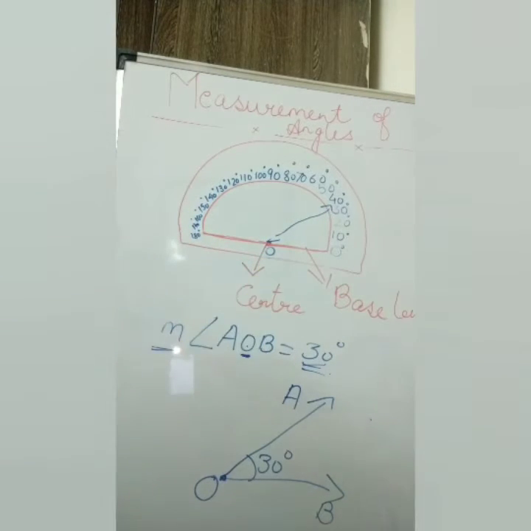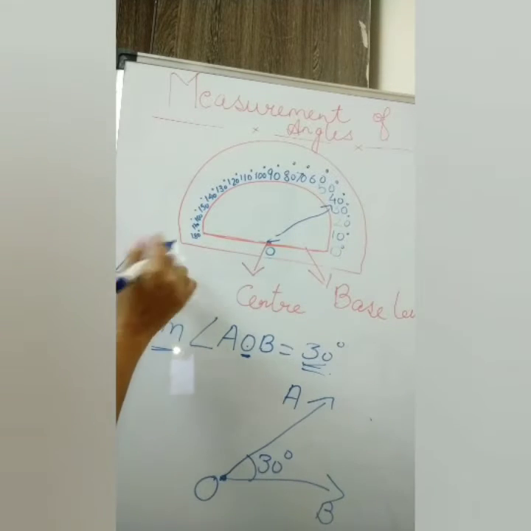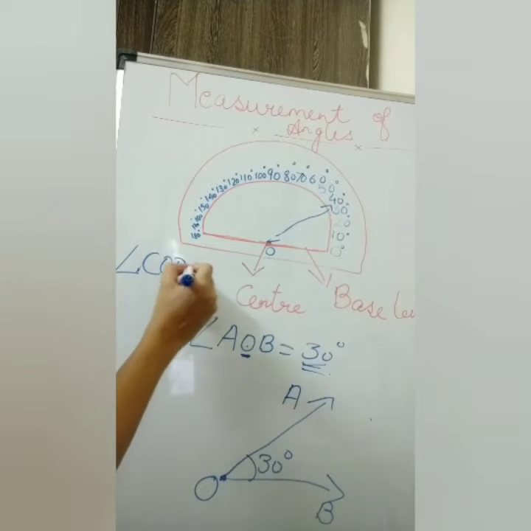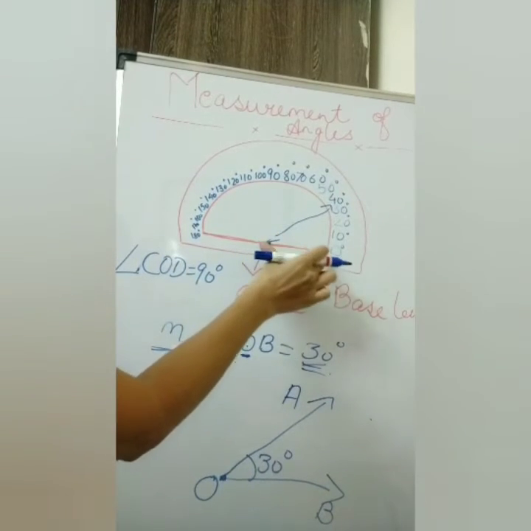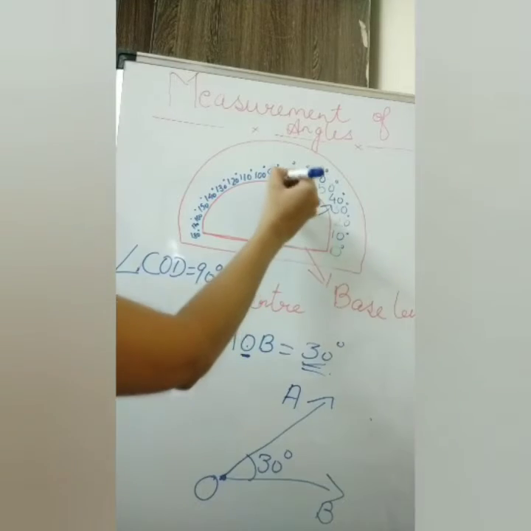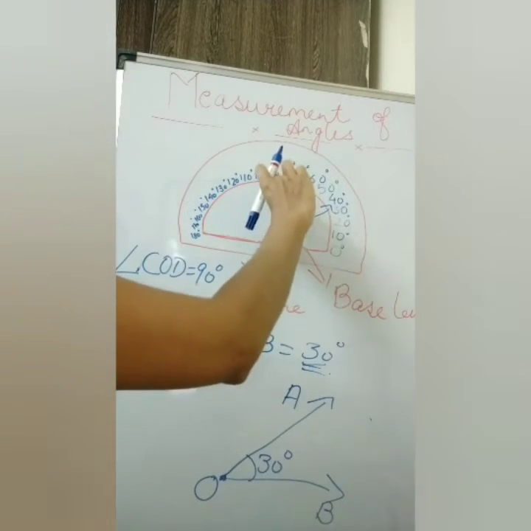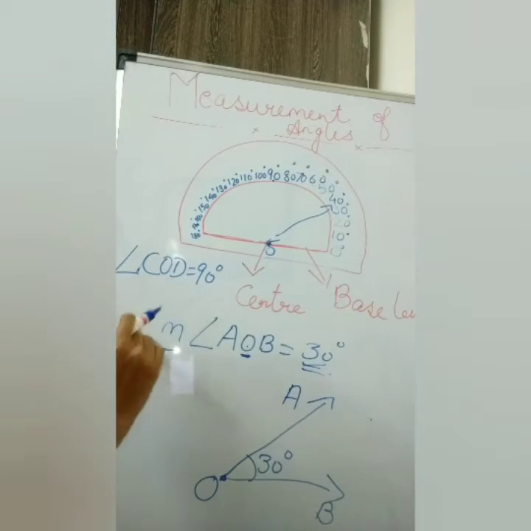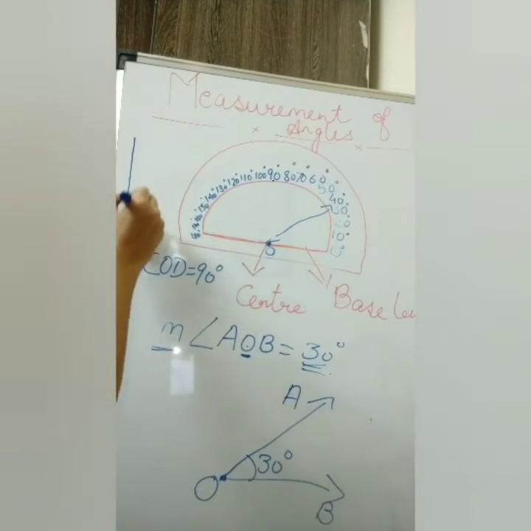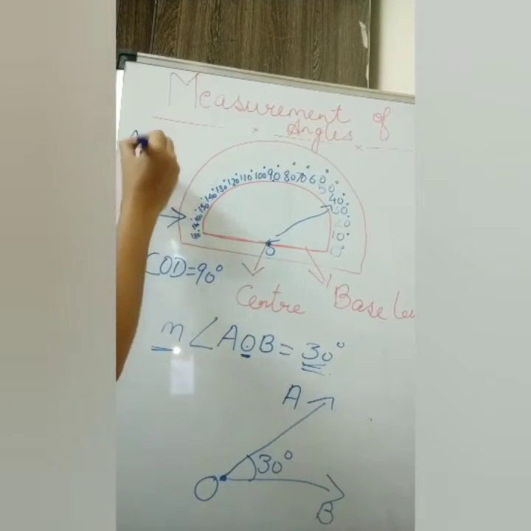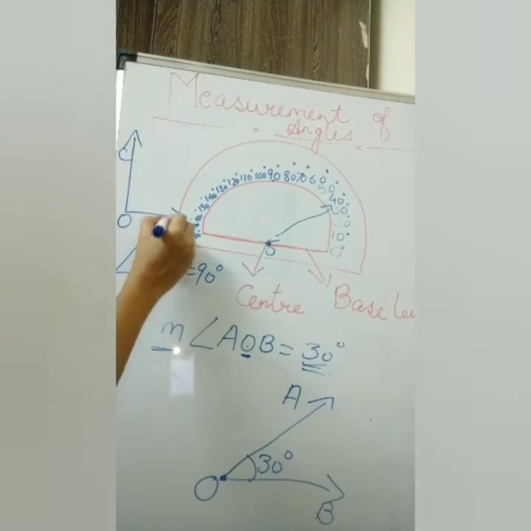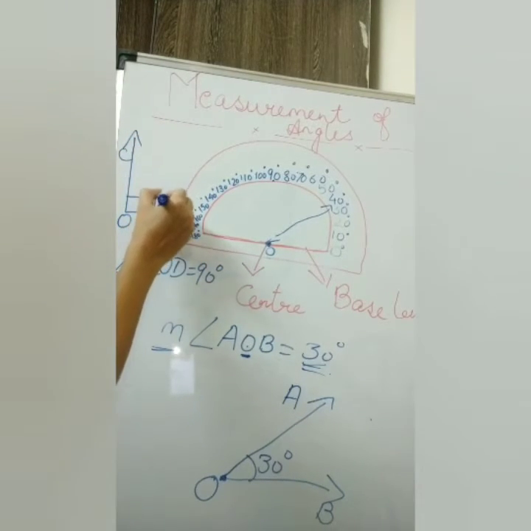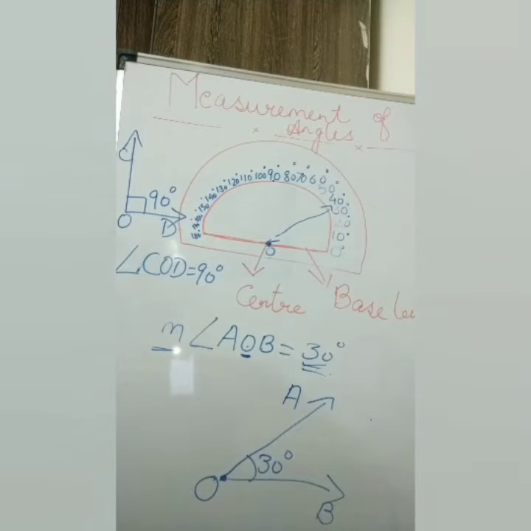Suppose you want to measure angle COD is equal to 90 degrees. So you will put your protractor over here on this baseline. Then you will see 90 degrees here. You will measure. So 90 degrees is always a straight line. So you will write COD is equal to 90 degrees. Like this you will write.